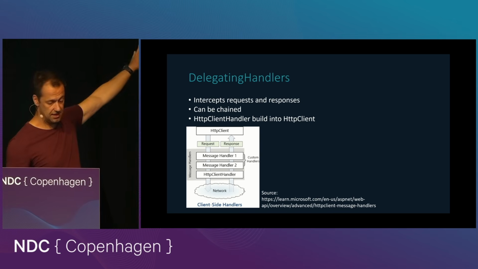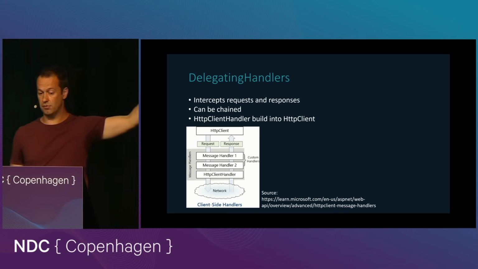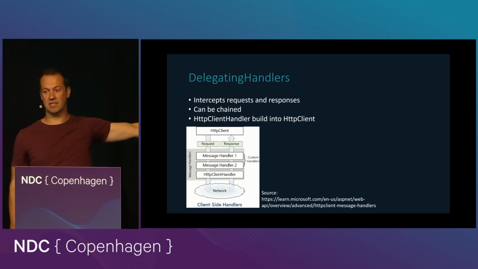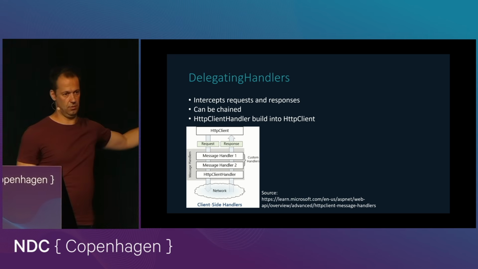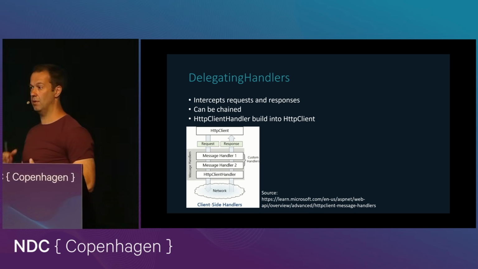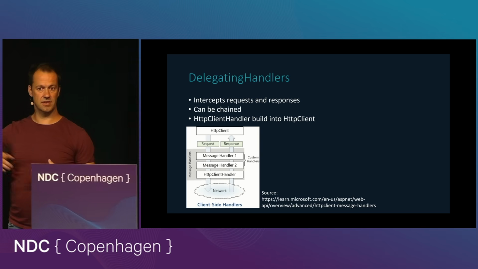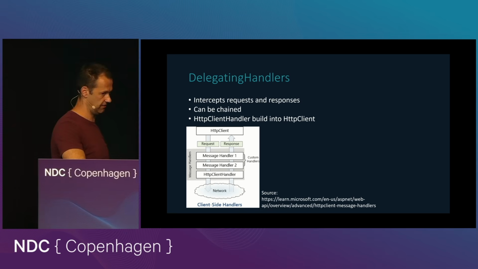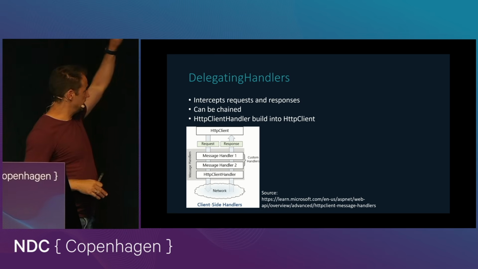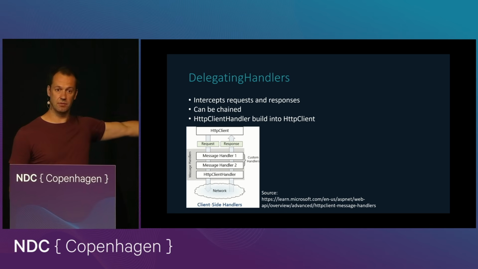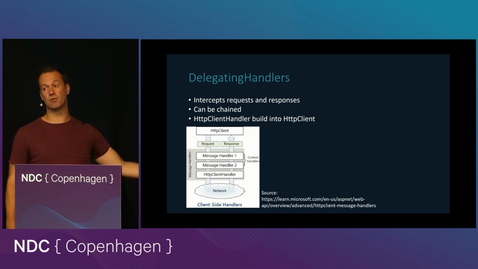As you see here on the schema, you have your HTTP client. On the left side, you have your request. That goes through message handler 1, handler 2, and then finally the HTTP client handler, which is the built-in one. That one actually triggers your request. That does the heavy lifting. And that one always comes at the end. So everything goes through. The request reaches the endpoint, the response comes back, and it goes through all of them again in reverse order.